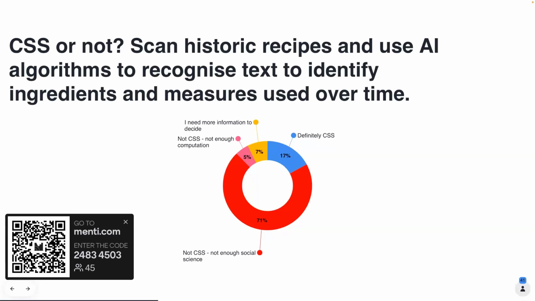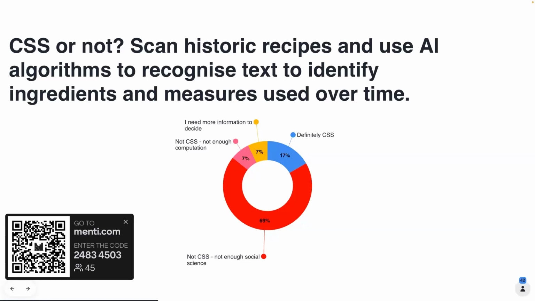We do have a few people saying that there's not enough computation. I wouldn't expect that to be the case because in the question it does sound quite computational when we're talking about the use of artificial intelligence algorithms and the use of scanning recipes. It seems like we've got the computational component pretty down here.